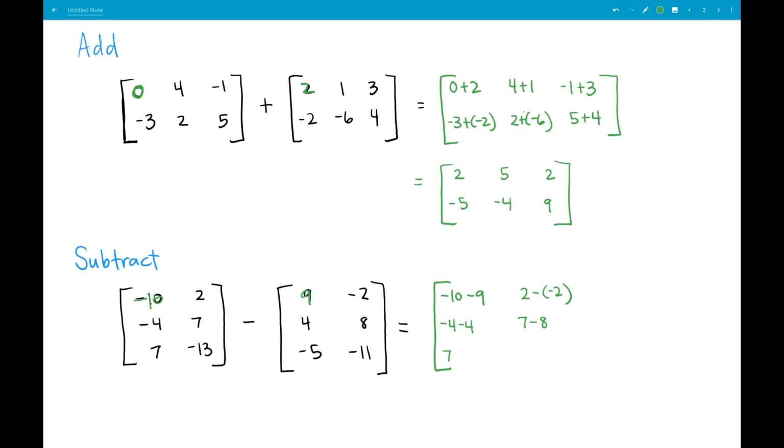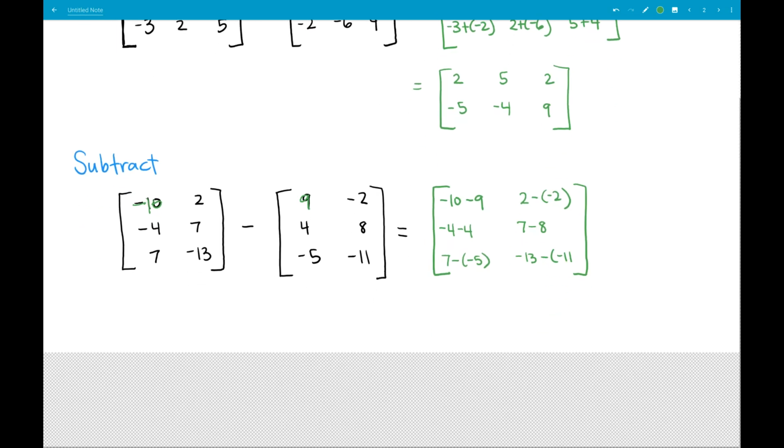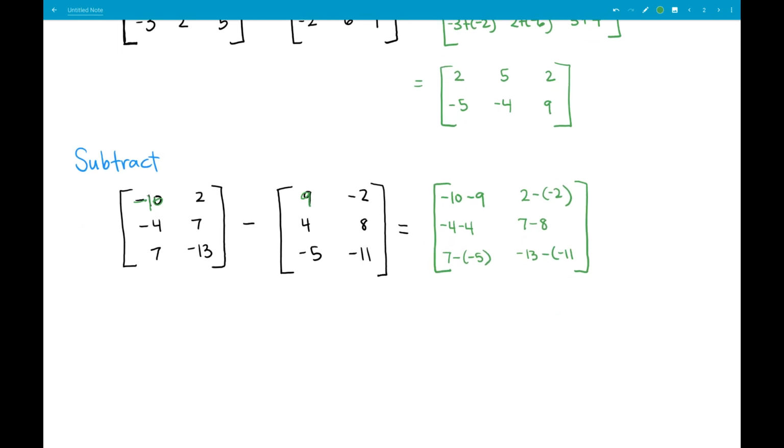And then I have 7 minus a negative 5. And then negative 13, subtract a negative 11. All right, so that's my work shown. Now all I have to do is solve it to get my final answer.